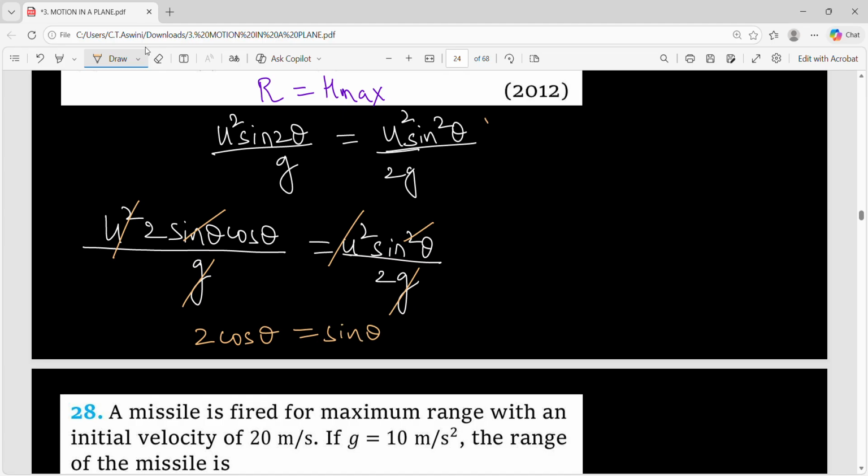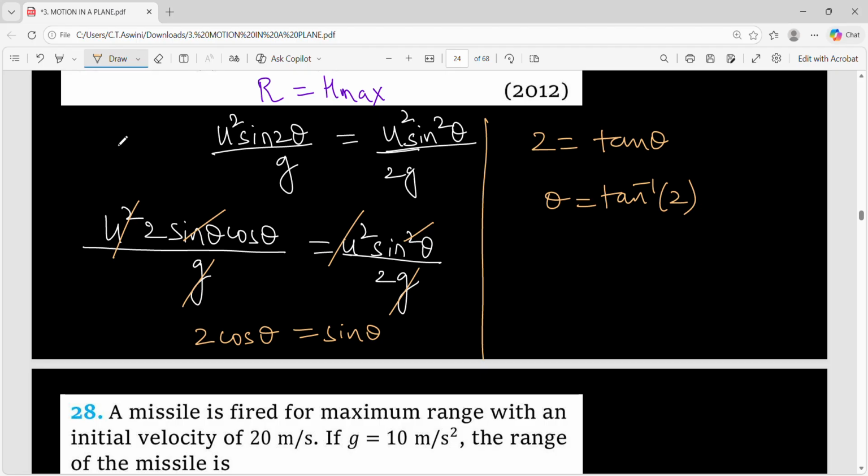So send cos theta that side. What will you get? 2 is equal to sine theta by cos theta, tan theta. So what is theta now? It is tan inverse of 2. Did you get this answer? Are you trying first on your own? Did we miss anything? Tan inverse 2.